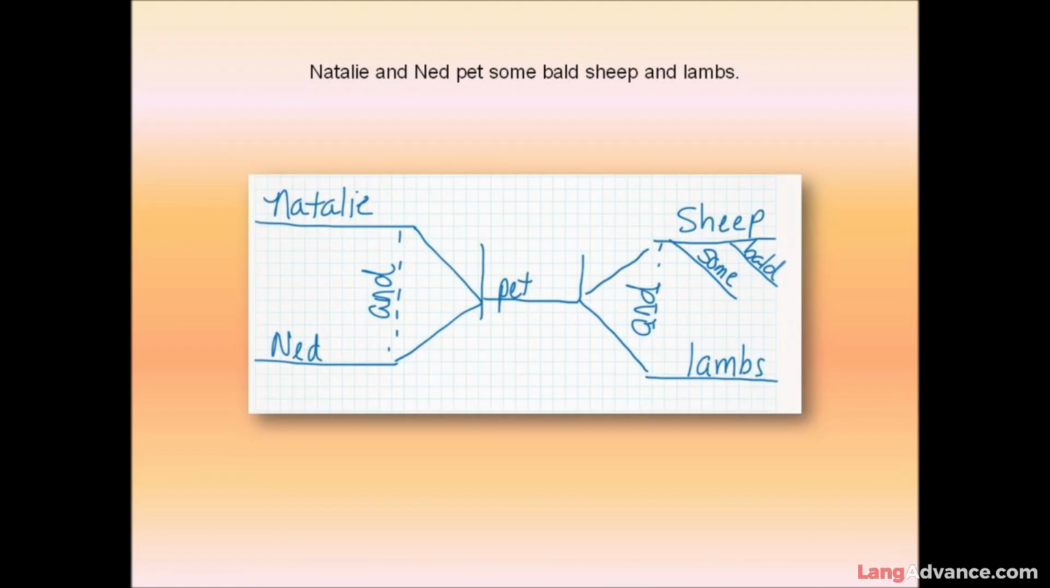Natalie and Ned pet some bald sheep and lambs. Natalie and Ned is the compound subject, pet is the verb, sheep and lambs is the compound direct object, some and bald both describe sheep.